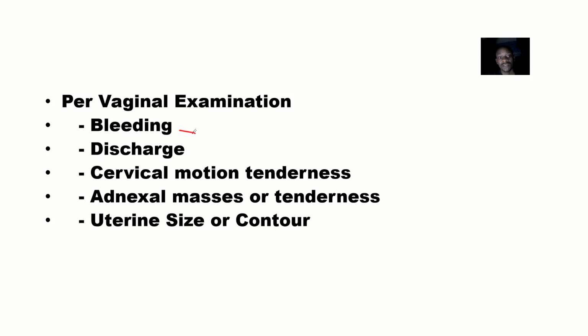Then for the vaginal examination, that's VE, you're trying to look out for bleeding in the vagina. You're trying to look out for discharge in the vagina. It could be bloody discharge, it could be whitish discharge, right? Then you are also trying to look out for cervical motion tenderness, adnexal masses or tenderness, and uterine size or contour. All right.